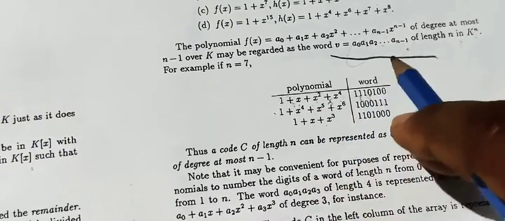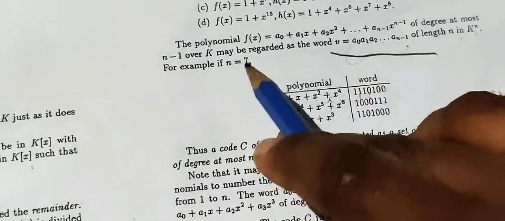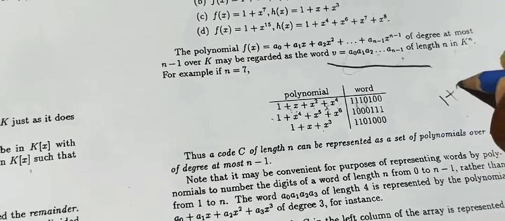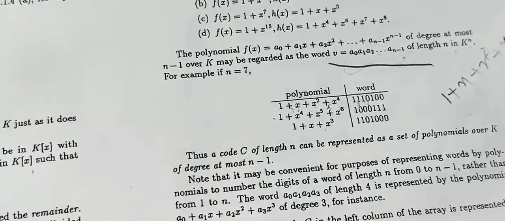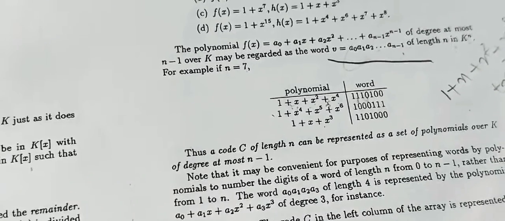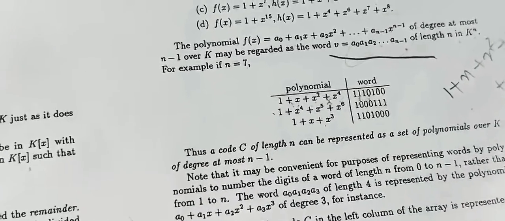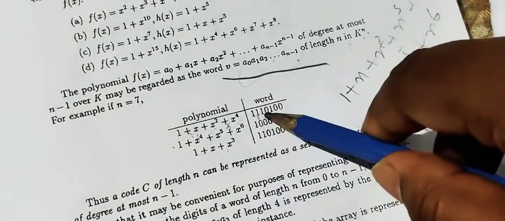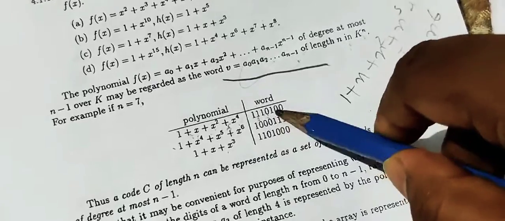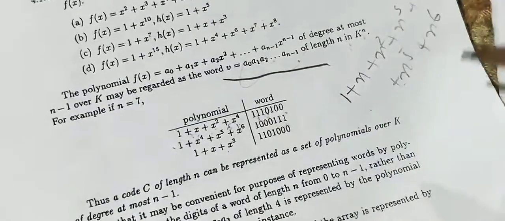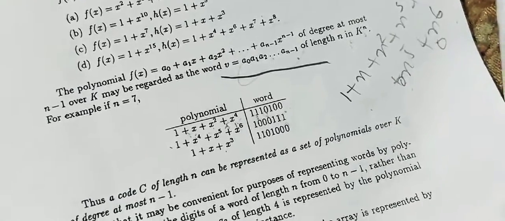Here the length is 7. So we take 1 plus x square plus x cube plus x raised to 4 plus x raised to 5 plus x raised to 6. Clear? Here the coefficient of x raised to 4 is 1, and x raised to 5 and x raised to 6 are not present, so their coefficients are 0. Clear? So a polynomial is converted into a word.